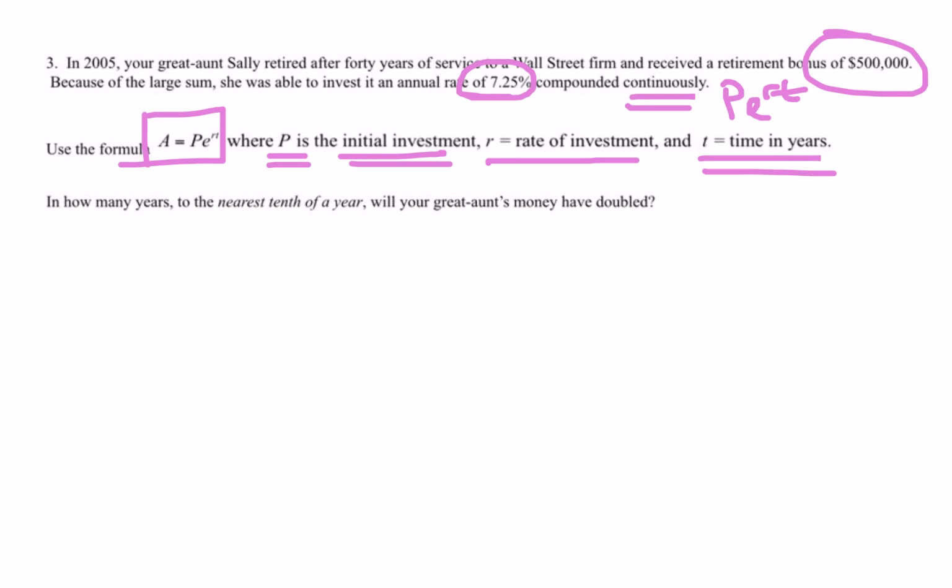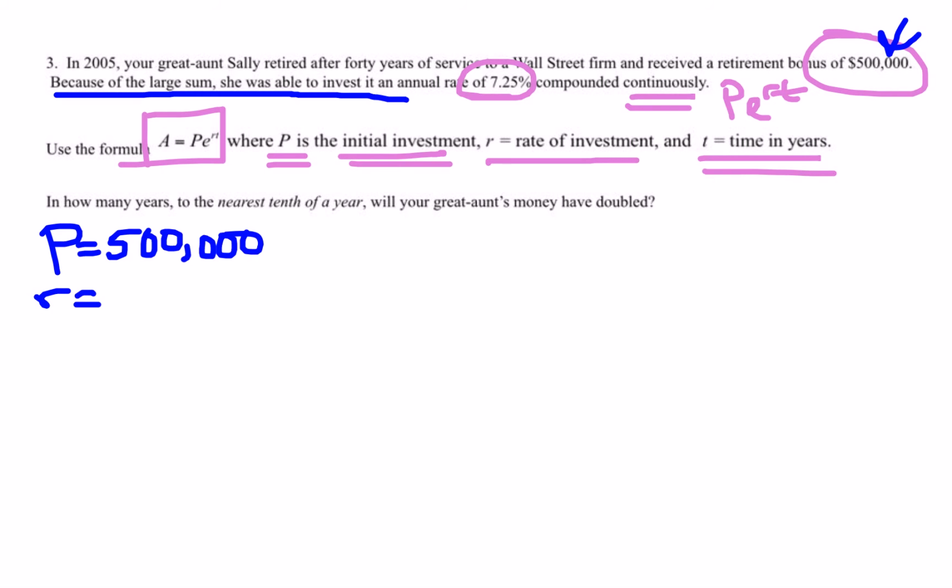Now, your initial investment is her retirement bonus, because if you realize it says, because of her large sum, she was able to invest it. So she wanted to invest the bonus she received. So P is $500,000. My R is 0.0725 because I moved my decimal place over twice.